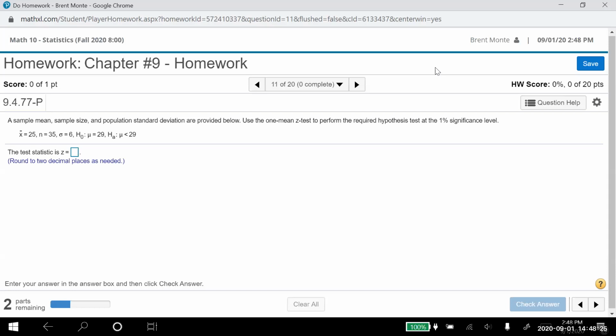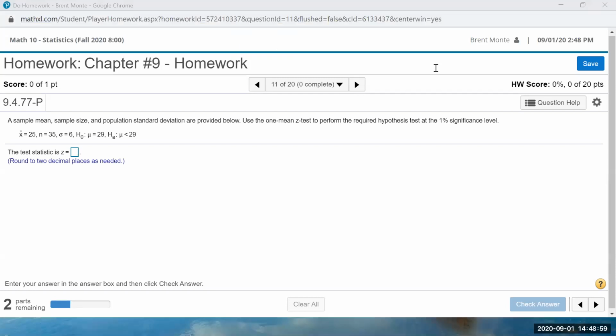Now, we're going to assume we can run it. They don't tell us it's a simple random sample, but they told us to use the one mean z-test, so we assume that it is a simple random sample. It has to be normally distributed, which it doesn't say, or the sample size has to be large, 30 or more. Oh, the sample size is 35, so we're okay. And then lastly, we need to know what the population standard deviation is, sigma, and they told us sigma is 6. So we have the assumptions. So we can just go through and actually start working out the problem.